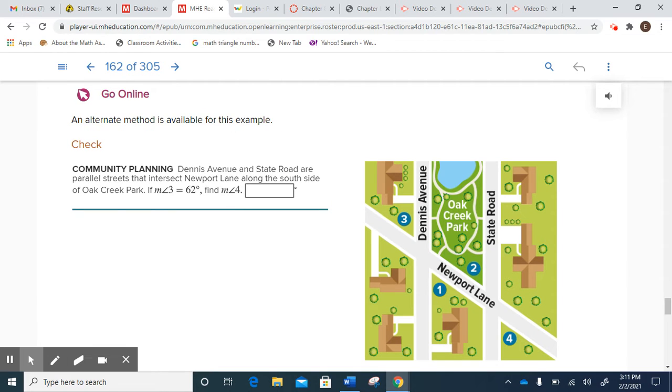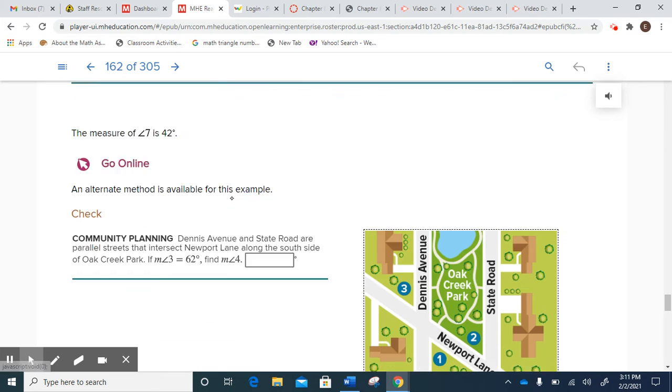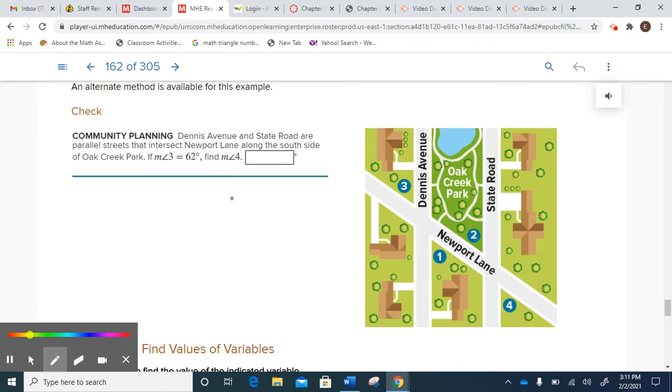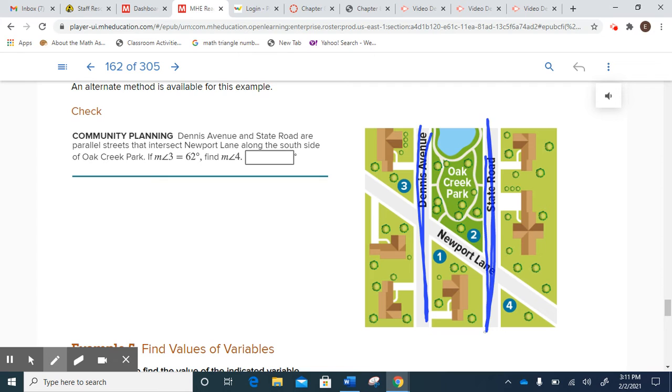Let's take a look at this next one. We have a street and they are parallel. So this, oops, let me get a color here. This line and this line are parallel to each other with the transversal running across. It says angle 3 is 62 degrees, so 3 is 62. I want to know how much angle 4 is. Those are my two angles that I'm focusing on: one that I have information for and the other one that I don't.